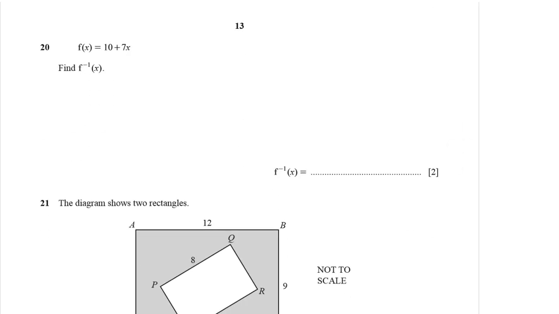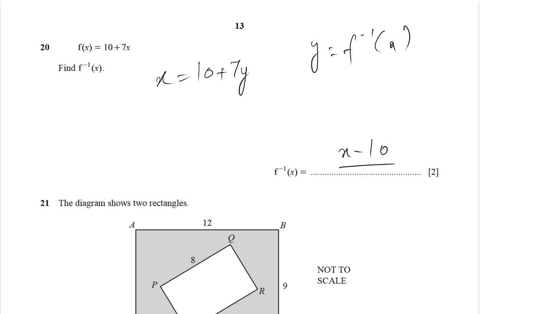Functions. For this purpose, you may just write it equal to y, equal to x, and replace your previous x with y. Now if you make y the subject, y is basically your inverse. We are supposing it. So your inverse would be x minus 10 over 7.